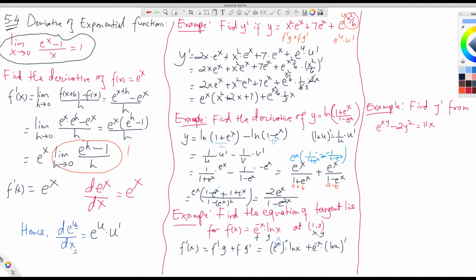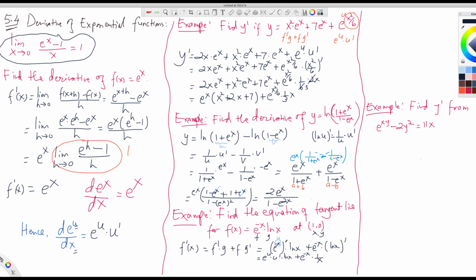So what is the derivative of e to the u? The derivative of e to the u will be e to the u times u prime times natural log of x plus e to the minus x. If you remember the derivative of natural log of x, it is 1 over x. You see that?